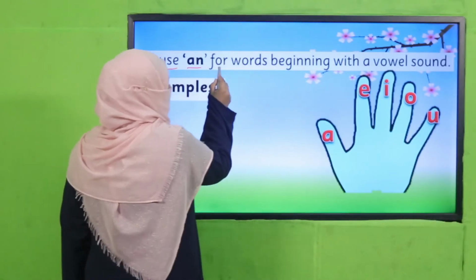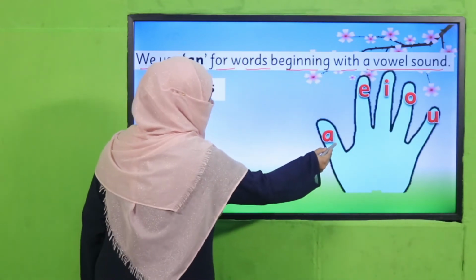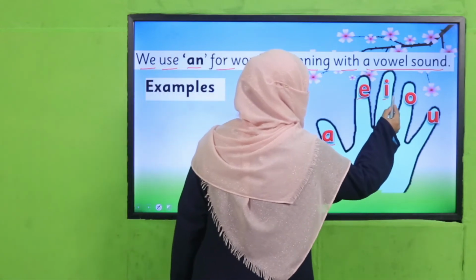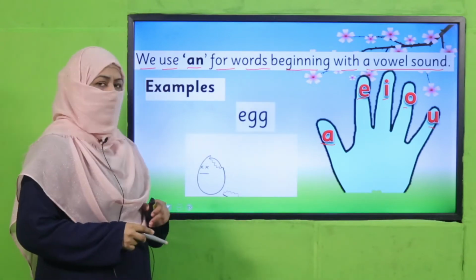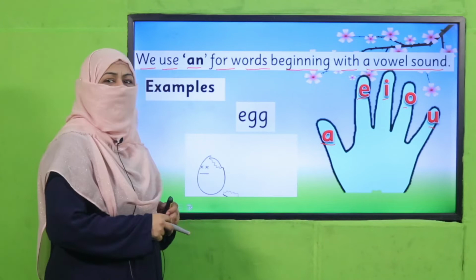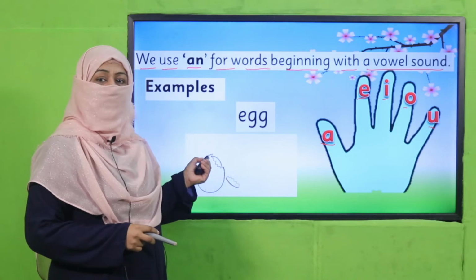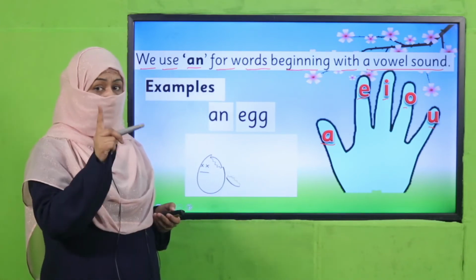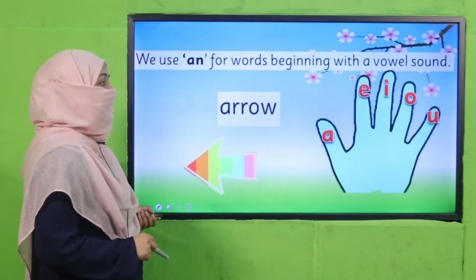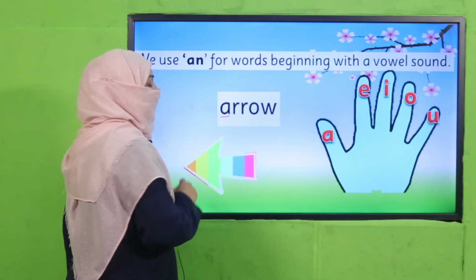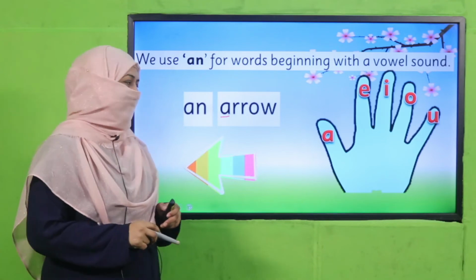And we use "an" for words beginning with a vowel sound, as I told you. And what vowel sounds are there? A, E, I, O, U, right? If it is starting with this sound, look at this word, the initial sound is E and we say egg. So, which article will we use with it? An egg, because it is one and its initial sound is a vowel sound. Right. The next example is arrow. Again, its initial sound is a vowel sound and it is one, so it's an arrow. Right. Okay.